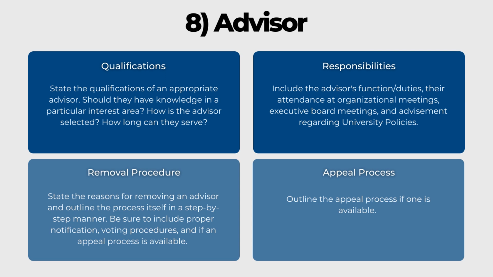In the responsibility section, include the advisor's functions and duties, their attendance at organizational meetings, executive board meetings, and advisement regarding university policy. This should include that they are familiar with the North Carolina A&T State University Student Code of Conduct, OSA student organization and policies, and other institutional guidelines that establish expectations for student behavior and activities. For removal and appeal, you want to state those step-by-step processes and the vote required to remove or reinstate an officer.